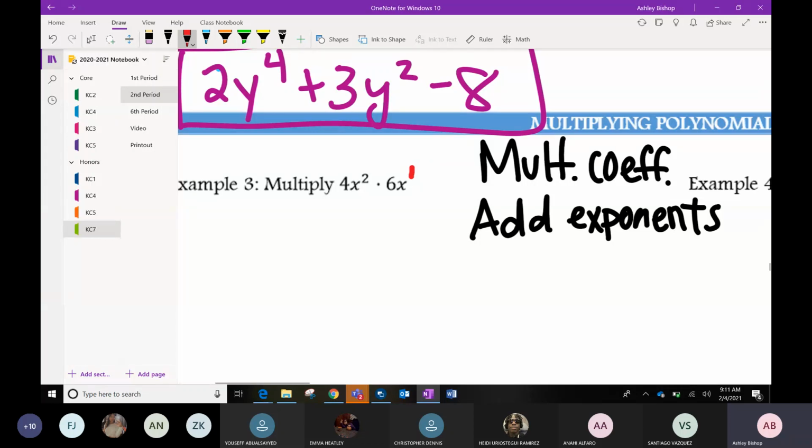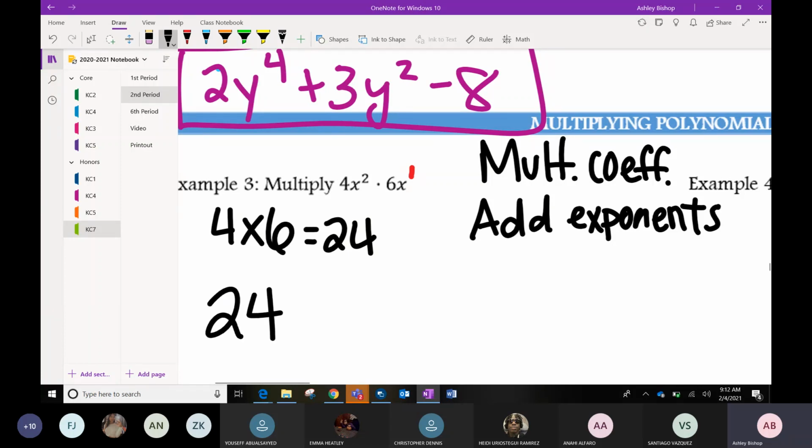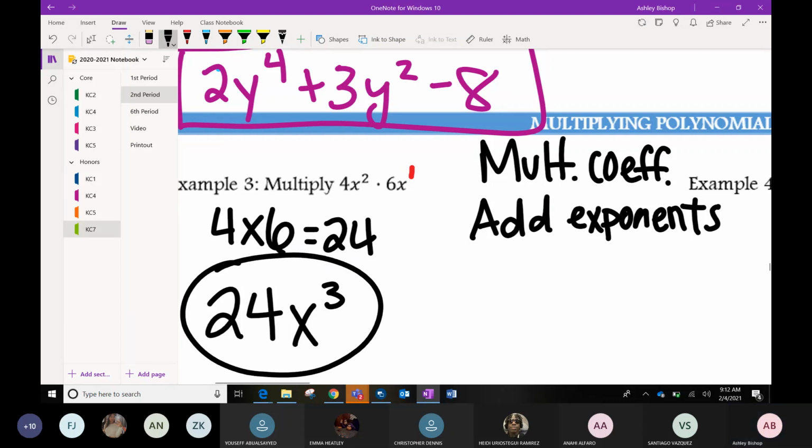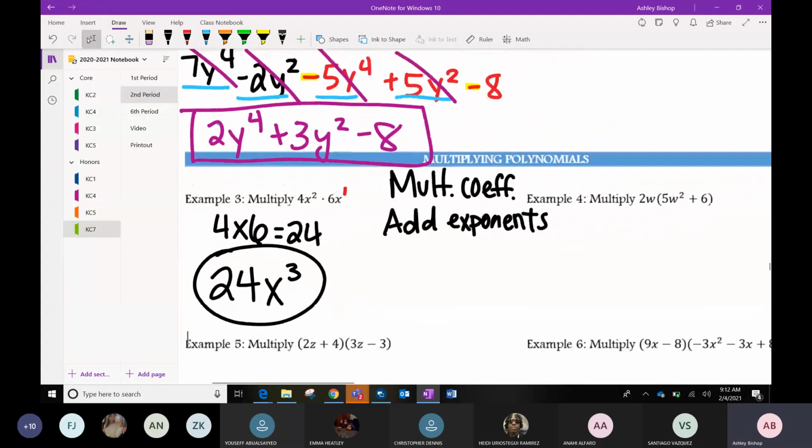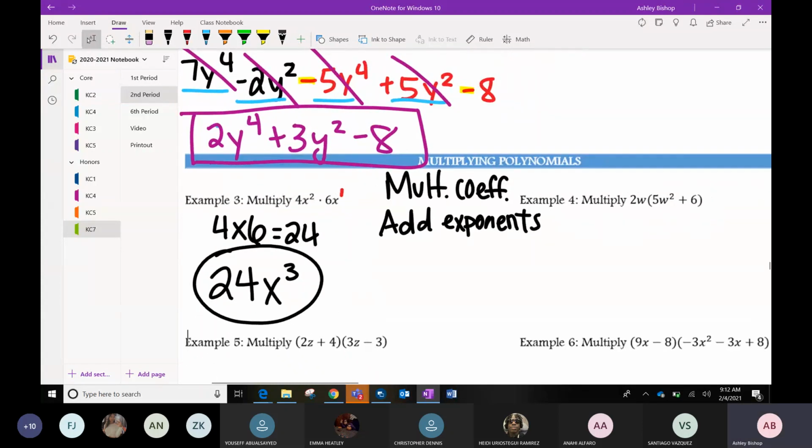So now I'm ready to just multiply their coefficients. Again, the coefficients are the numbers in front of the variable. I have 4 times 6, which is 24. And then I'm going to rewrite it down here. I have 24x and then 2 plus 1, which is 3. So 24x to the third power. 2 plus 1 is 3. Multiply the coefficients, add the exponents. Okay, that's a simple one.